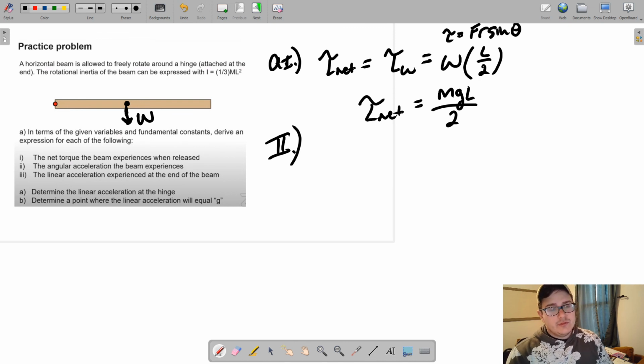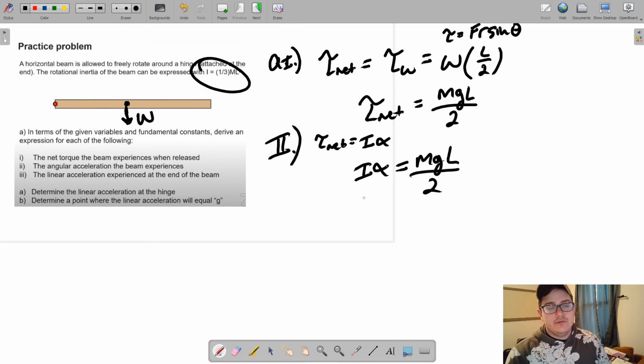So moving on to part 2, how then do we find our angular acceleration? Well, if we remember, torque net also equals I alpha, and that I value is given. We're going to then say torque net, which is I alpha, equals m g L all over 2. This I value is given. You're never expected to memorize them. They're always going to be given, or you're going to be solving for them.